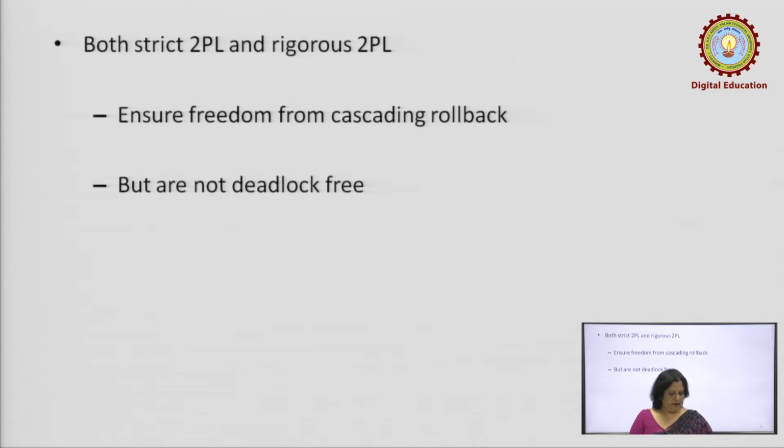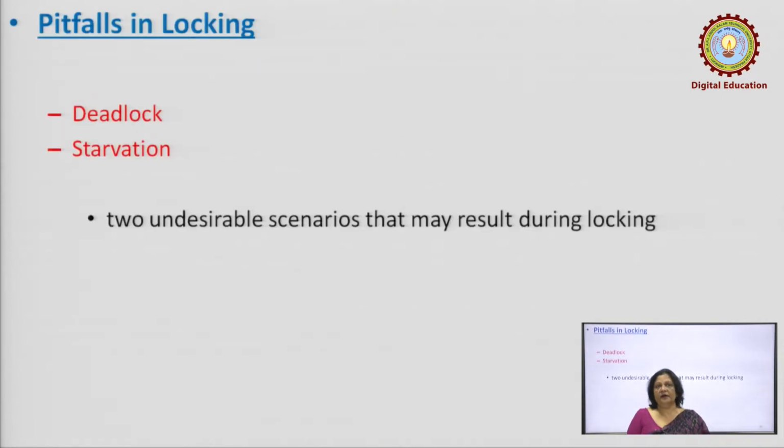cannot avoid deadlock. So, we have already seen that one problem with the 2PL protocol is deadlock. Another problem that takes place with the two-phase locking protocol is the problem of starvation.